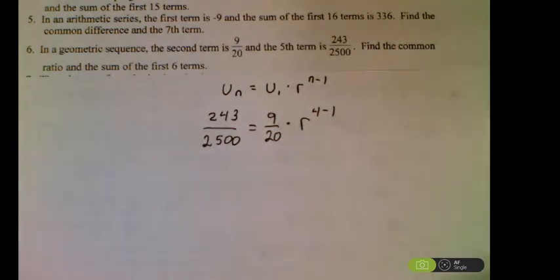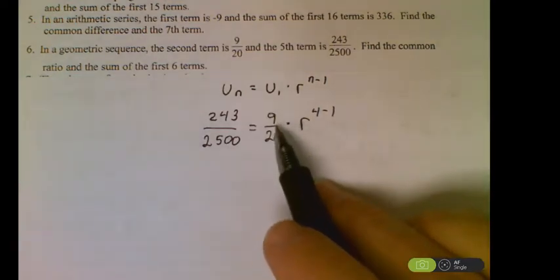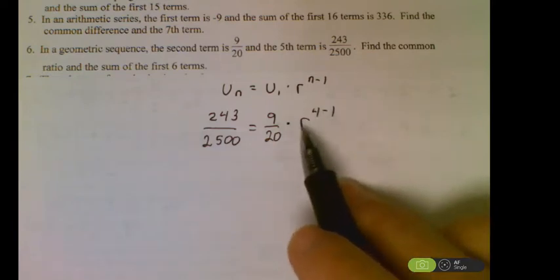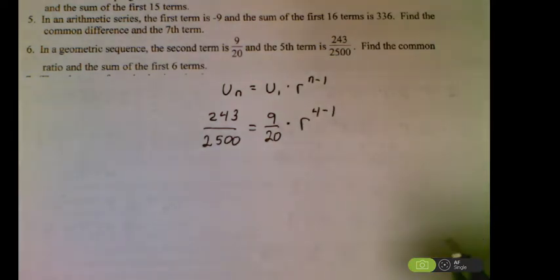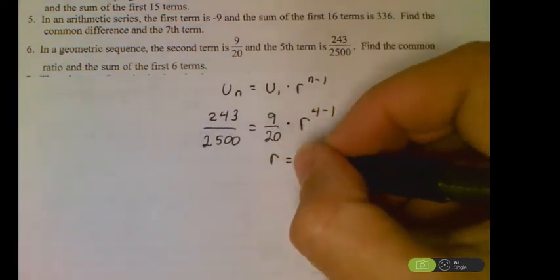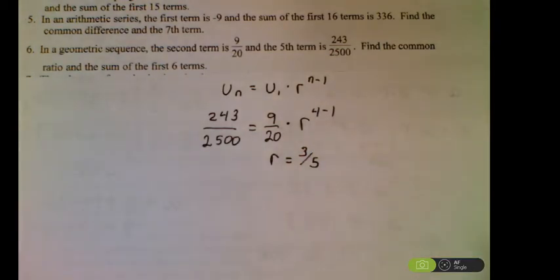And notice we can now just solve this for r. So you're going to multiply by the reciprocal of this over to here. And then since this is r to the third, just cube root both sides to get your common ratio. So if you did solve that through, we come out with a common ratio of 3/5. And that was just a much quicker way to go.